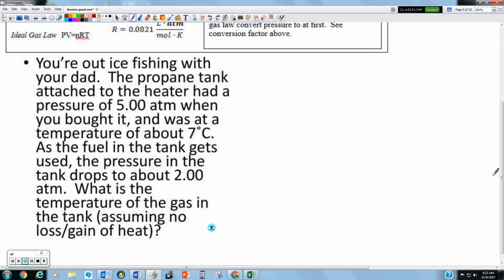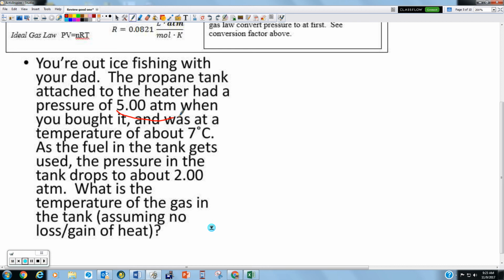You're out ice fishing with your dad. The propane tank attached to the heater had a pressure of 5 atmospheres when you bought it and was at a temperature of about 7 degrees Celsius. As the fuel tank gets used, the pressure in the tank drops to 2 atmospheres. What is the temperature of the gas in the tank, assuming no loss or gain of heat?